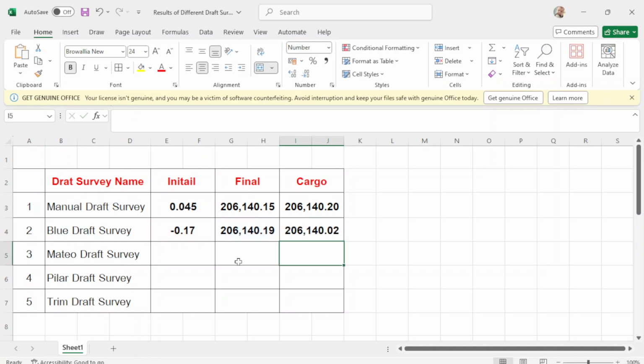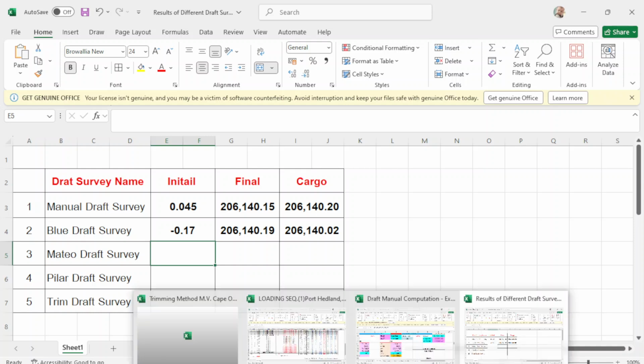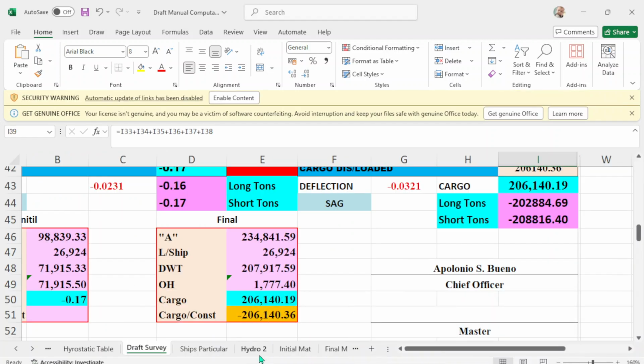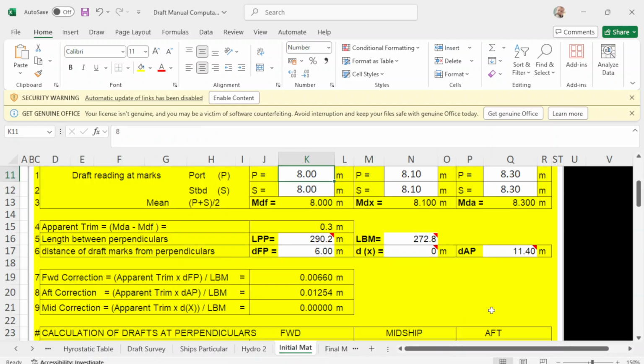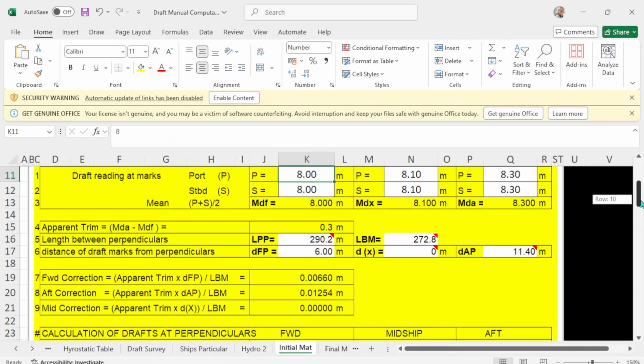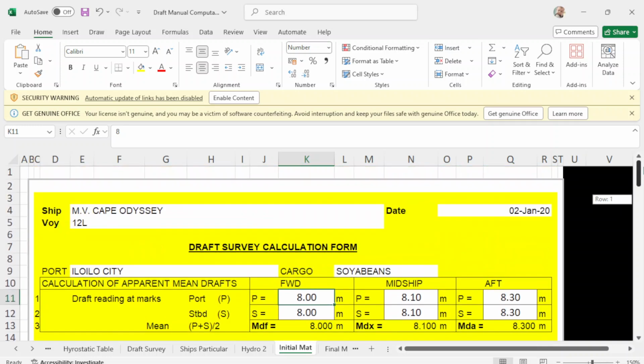So your cargo will be 206,140.02, because this negative minus your 19 will be 02. Then we go to the Mateo draft survey, another form of draft survey. The next one is what I call the initial Mateo. Okay, we go up. This is the initial draft survey.